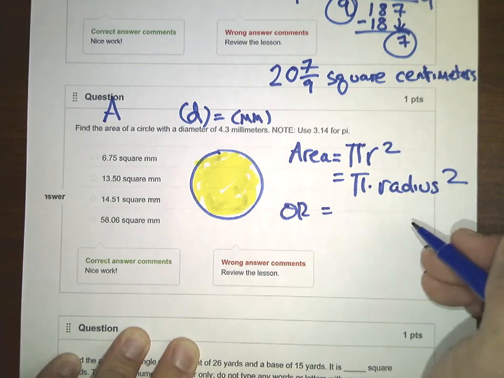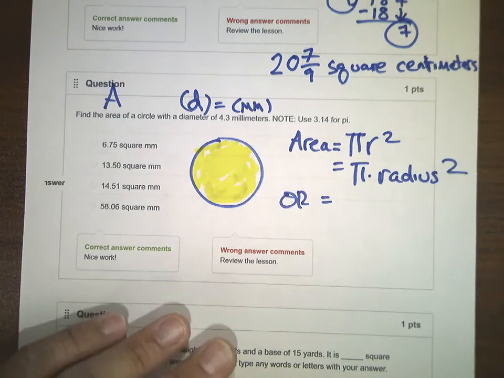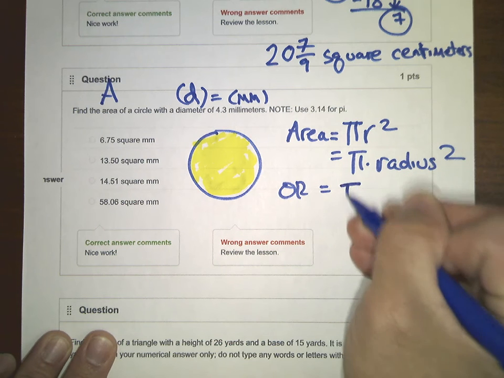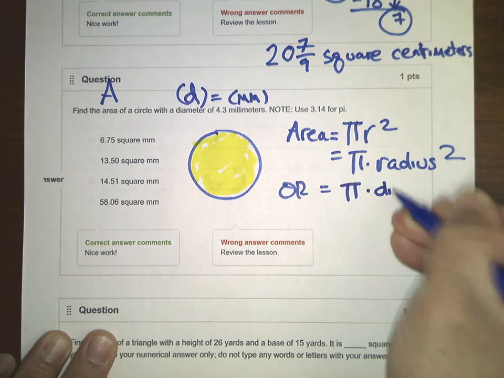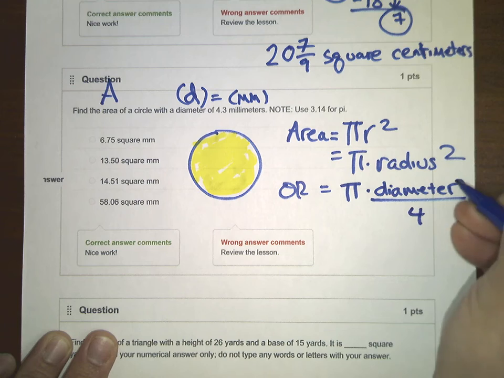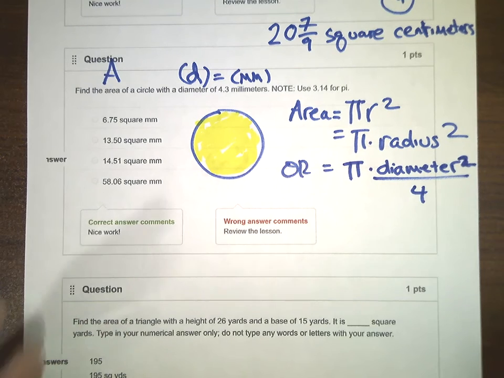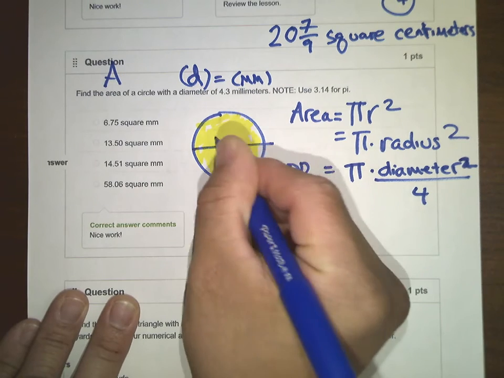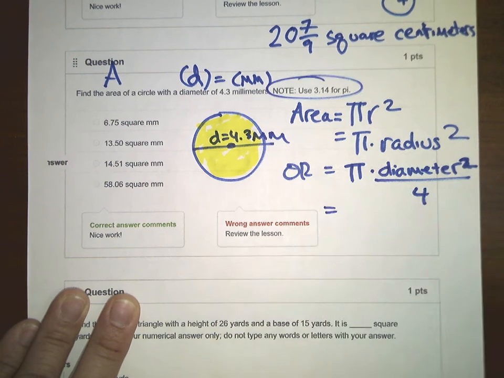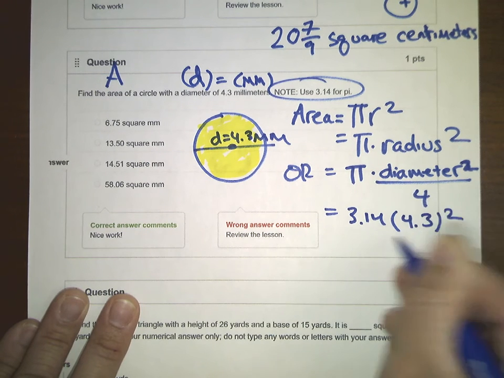Or you could use, well, what else could you use? Here is what else you could use. You actually could use pi times the diameter squared over 4. So this is another way to do it. You can do it either way that you want. So the diameter all the way across, d, is 4.3 millimeters. Now they say use 3.14 for pi. So 3.14 times the diameter, 4.3 squared, over 4.